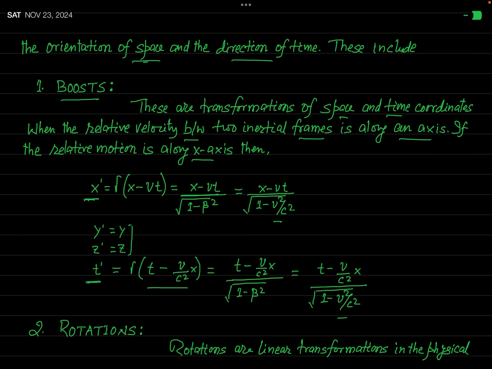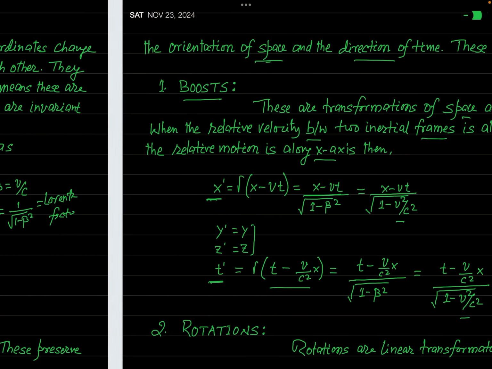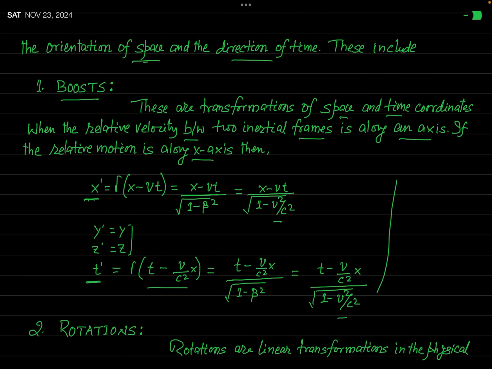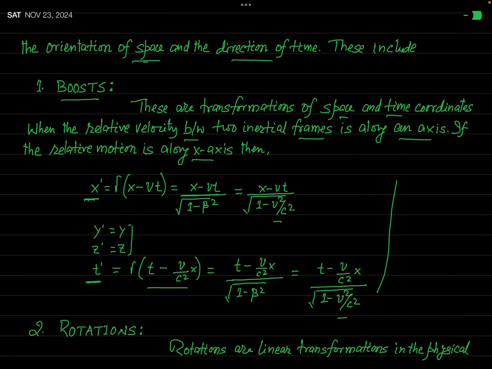Now, I have actually written this result in matrix form here. This is the matrix form of this transformation equation. And you can check that the determinant of this Lorentz transformation matrix will be equal to 1. You can check the algebra. So these boosts are actually an example of proper Lorentz transformation.